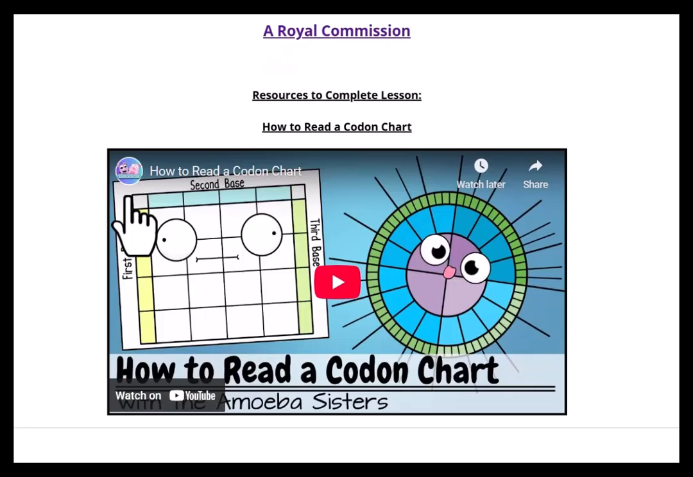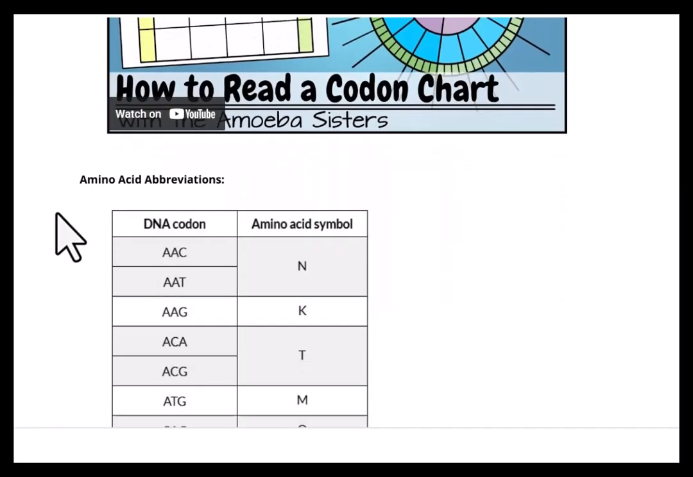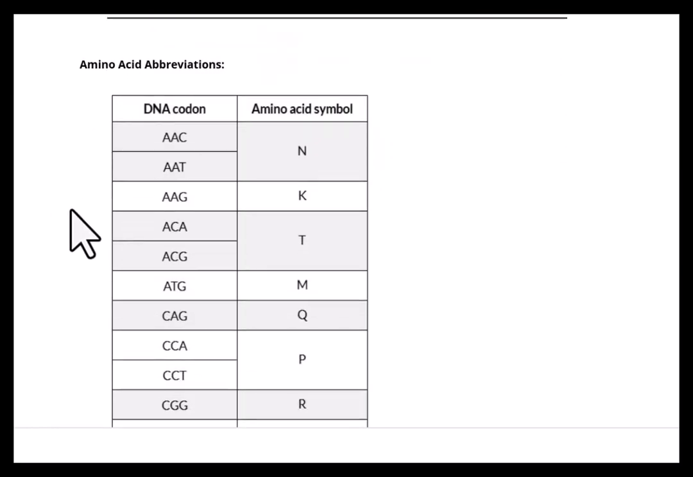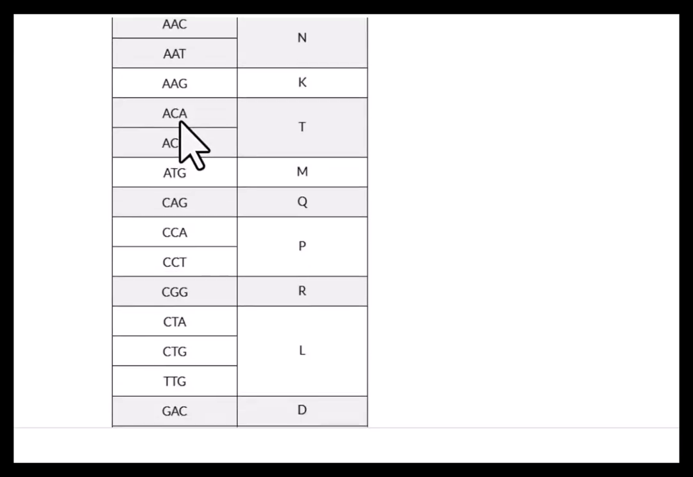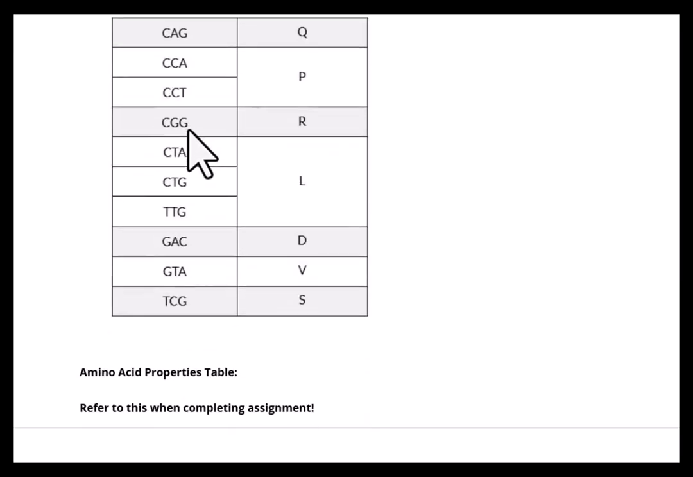This is a YouTube video from the Amoeba Sisters that shows you how to read a codon chart. It does go over that in your actual lessons, but you're going to need to know how to do that, and this video explains how to do that, so you can watch that if you want. This is a table that shows abbreviations for amino acids. Every amino acid has a letter that serves as its abbreviation along with its codon sequence. Okay, that will make more sense when we go over the codon chart in a little bit.